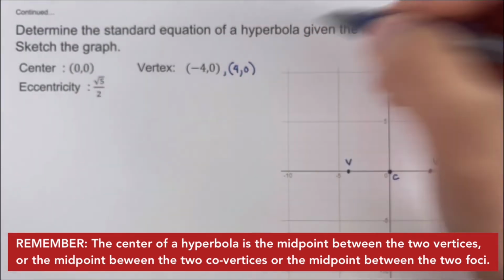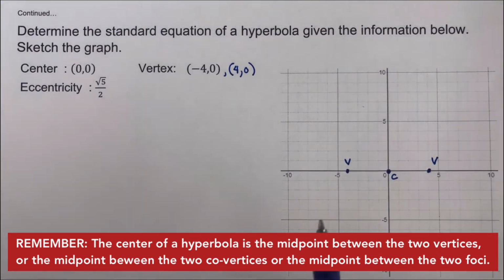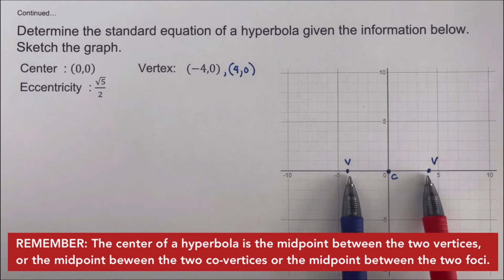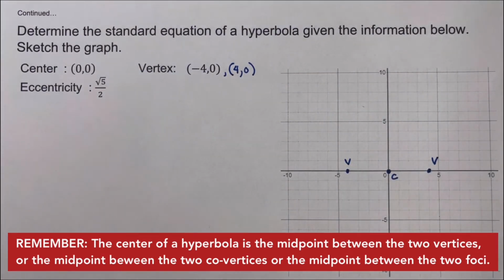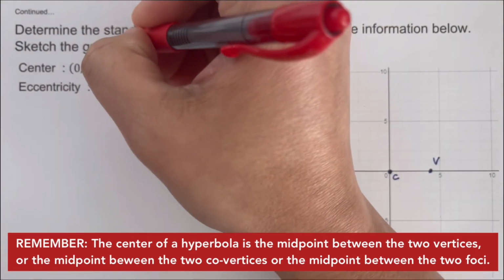4, 0. Now looking at this, these two vertices are horizontal relative to each other, and it has a center of 0, 0. This tells us that this hyperbola is a horizontal hyperbola with center at 0, 0. I'm going to go ahead and write that information up here.